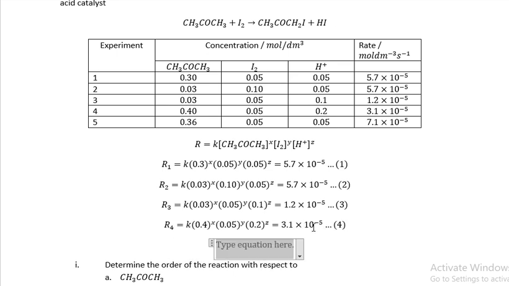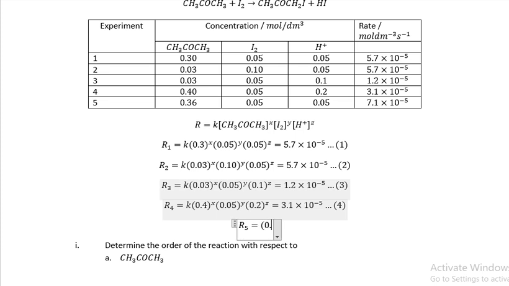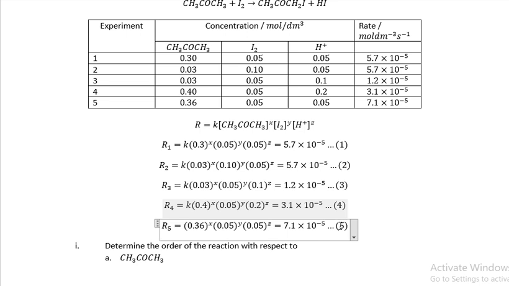And finally, let's go to rate 5. So for rate 5, we have 0.36 raised to the power x times 0.05 raised to the power y times 0.05 raised to the power z equal to the rate for experiment 5. Here is the rate for experiment 5. So that is equation 5.